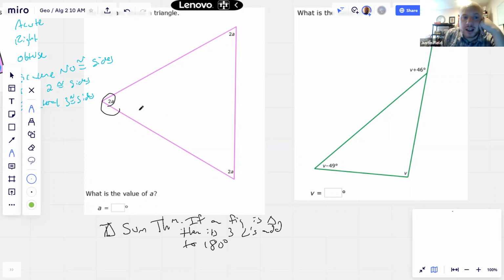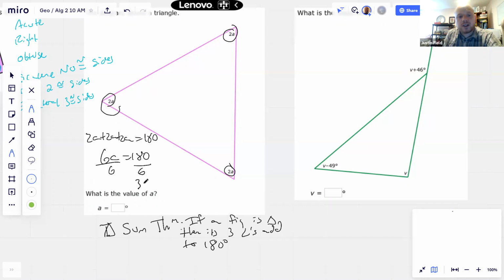So we can take these three angles and we can write an equation. This is going to be a real simple equation. 2a plus 2a plus 2a, three angles, equal 180. And so that would be 6a equals 180. And we just solve that. Divide both sides by 6. We know that's 30. A equals 30. All right, so not too bad, as you can see.